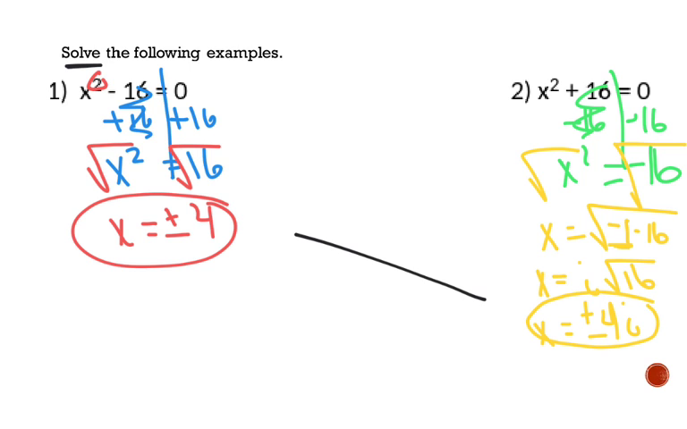So notice how these answers are similar. Here, the square root of a positive number gave us 4. Here, the square root of the positive 16 gave us this positive 4. But we brought down this i because of this negative number.